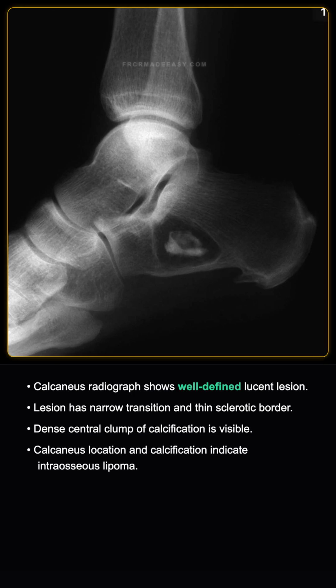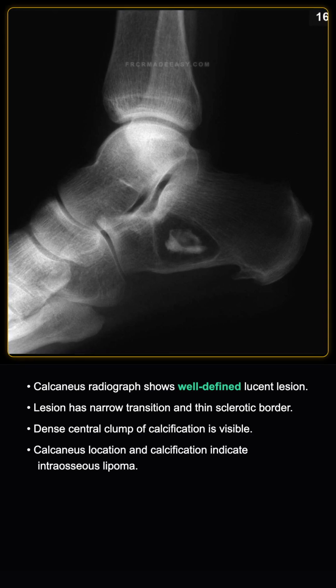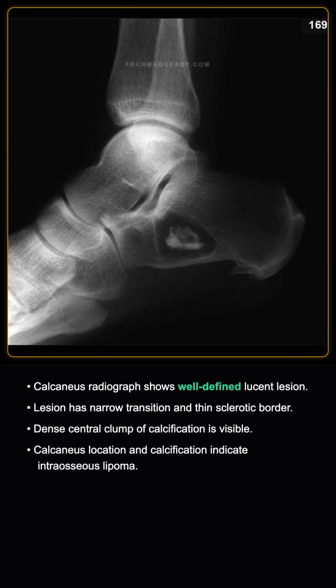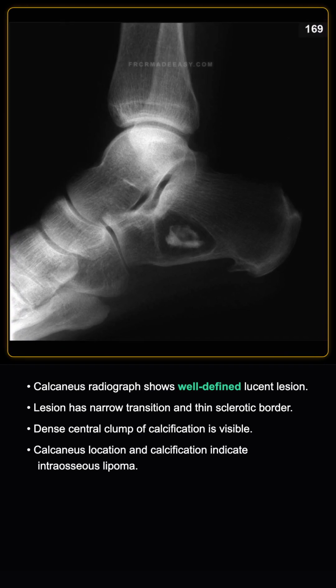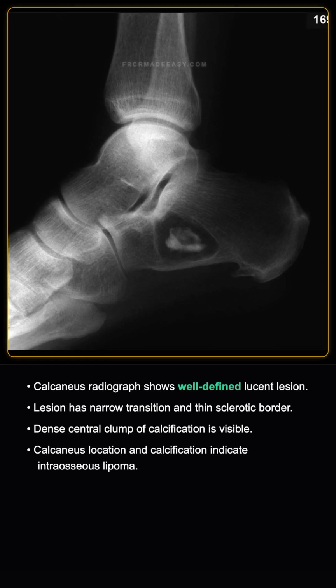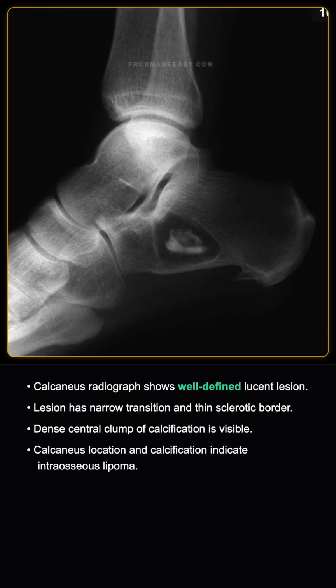The radiograph demonstrates a well-defined radiolucent lesion within the body of the calcaneus. It has a narrow zone of transition, a very thin sclerotic border, and no associated periosteal reaction or cortical breakthrough. Centrally, within the lucency, there is a characteristic dense, rounded clump of calcification. The overall non-aggressive appearance, classic location, and central nidus of calcification are highly pathognomonic of an intraosseous lipoma.